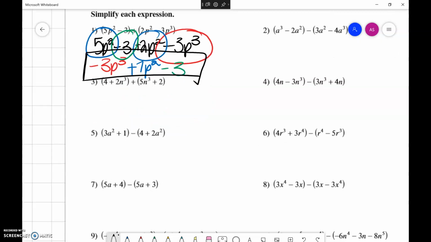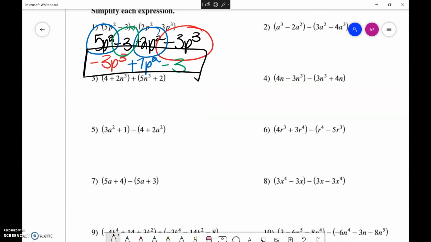All right. So our next one, same thing. I have 4 plus 2n to the third plus 5n to the third plus 2. So I'm going to rewrite that like so. Again, there's no number in front, so I can just bring those down. Then I'm going to start off with my highest exponent, which is 3. So I have 2n to the third and 5n to the third. That's going to give me 7n to the third.